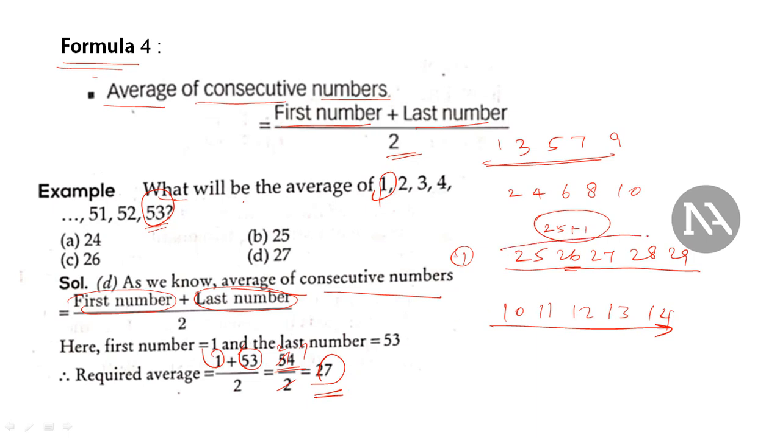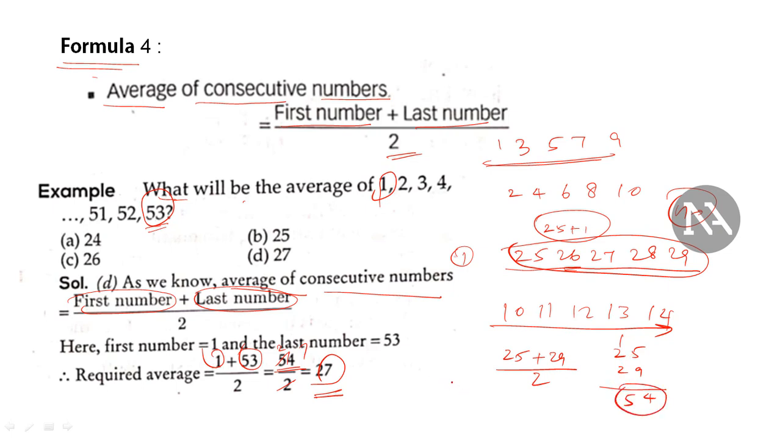Similarly, if you find the average for this sequence, first number is 25, last number is 29, divided by 2. Here we need not calculate the number of data. n is not important here. We need to know the first number and last number divided by 2. Here 25 plus 29: 5 plus 9 is 14, 4 carry 1. So then 1 plus 3 plus 2 is 6, that is 54.